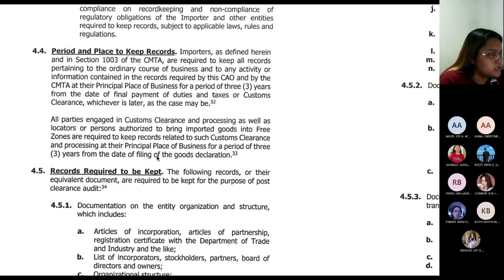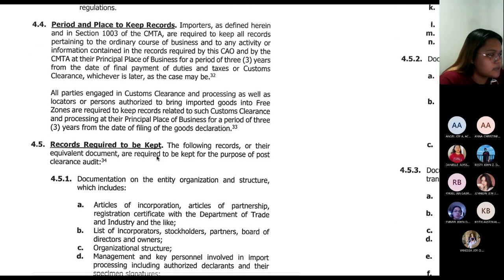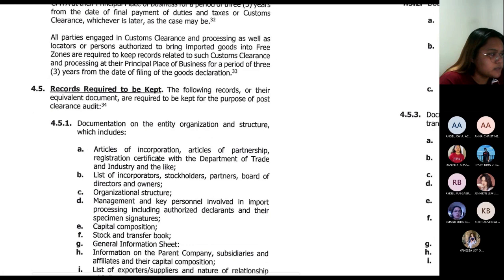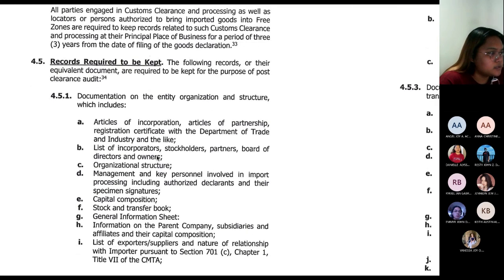All parties engaged in customs clearance and processing as well as locator or person authorized to bring imported goods into free zone are required to keep records related to such customs clearance and processing at their principal place of business for a period of 3 years from the date of filing of the goods declaration.